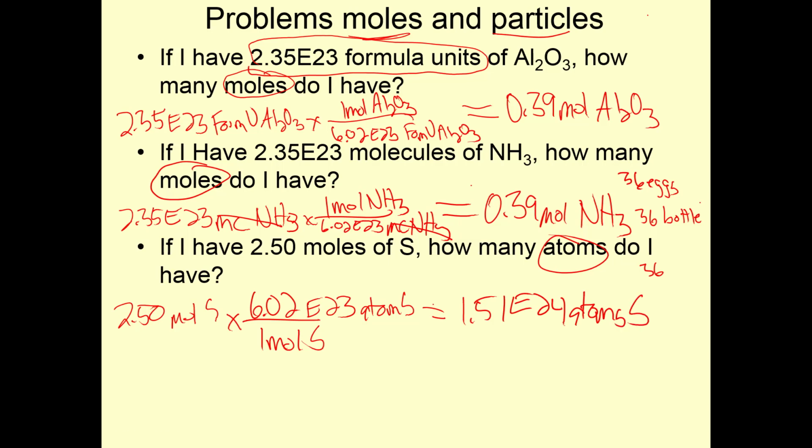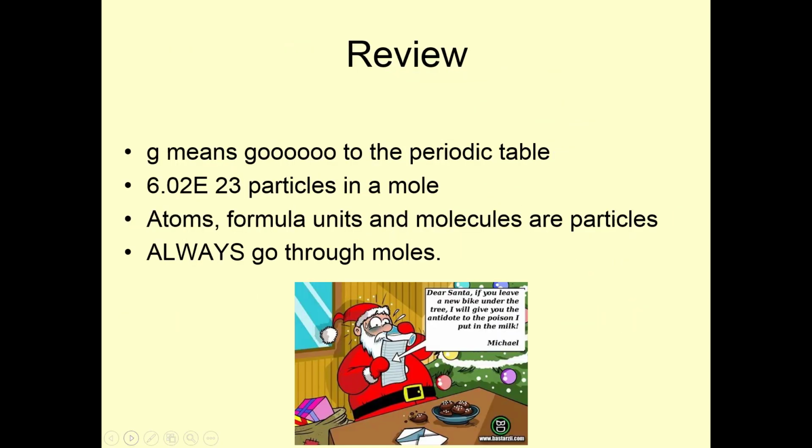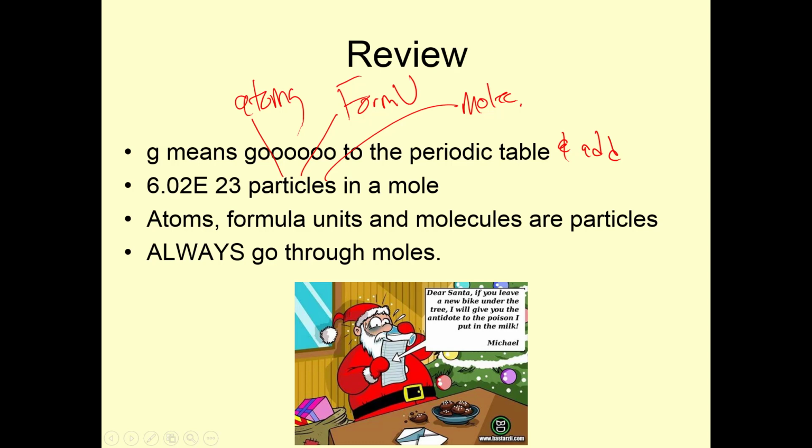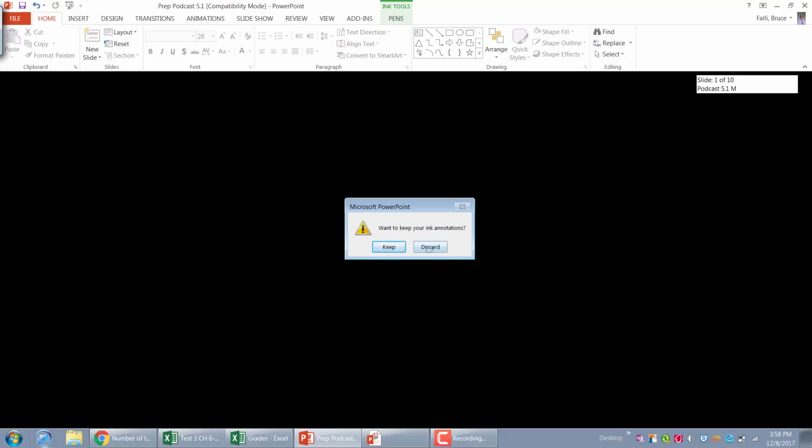Yeah, you know it's a review slide. G means go to the periodic table and add. 6.02 E23 particles in a mole. Remember, we've got 3 types of particles: atoms, formula units, and molecules. Oh, I guess that's right there, isn't it? And always go through moles, always go through moles, always go through moles.